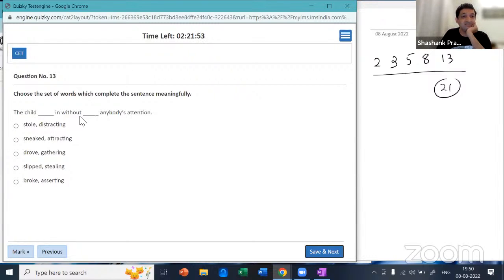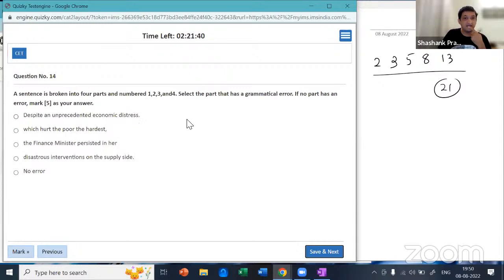The child dashed in without... dashed, sneaked in, slipped in. Okay, stole in won't work, drove in won't work, slipped in might be, stealing no, broke in no, sneaked in attracting attention. Sounds good. Yeah, this is fine.